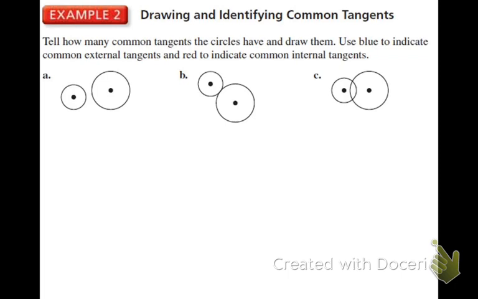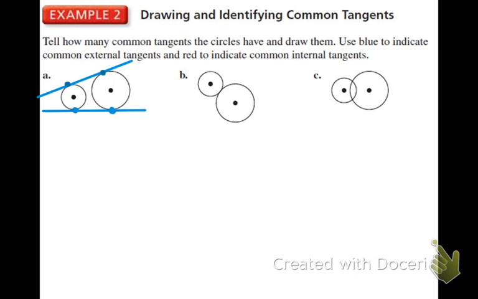So let's start with blue indicates external. So we'll start with the external. Ooh, that was ugly. Let's try this. External is a line that touches each circle at 1 point. So here and here. So there's one external tangent. Do you think that we could draw another? Yes, in the bottom. So here's a second external tangent.